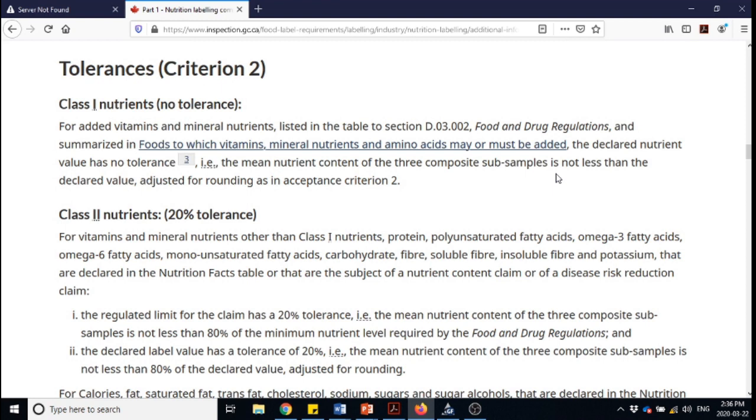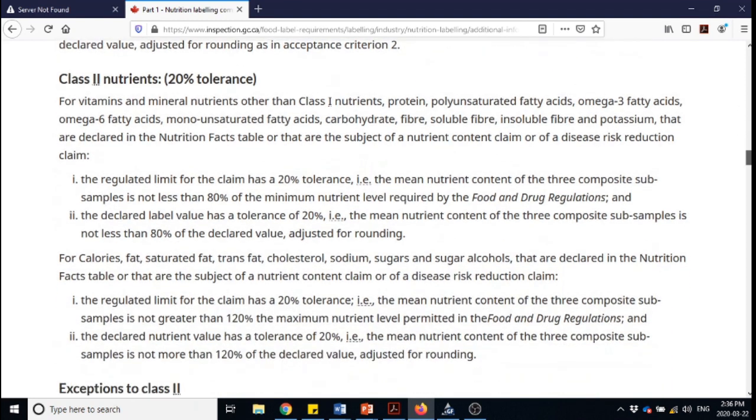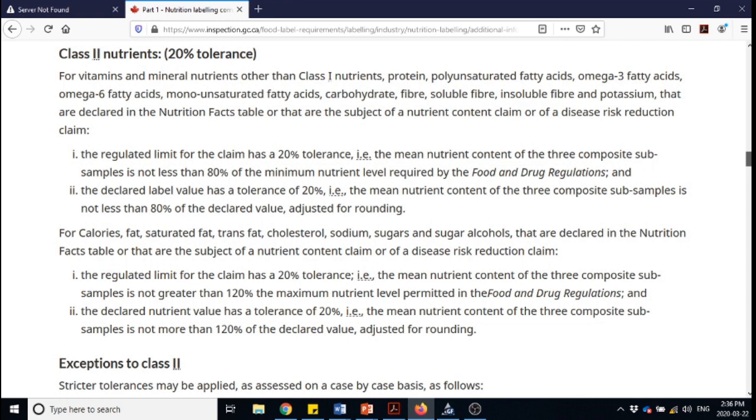within the rounding rule. Then for nutrients that are not added, they're just naturally occurring, these class 2 nutrients, but there's a claim, then it's a 20% tolerance. So it cannot be less than 80% of the minimum nutrient level required by the regulation, and the declared value on the label has that tolerance of 20%.